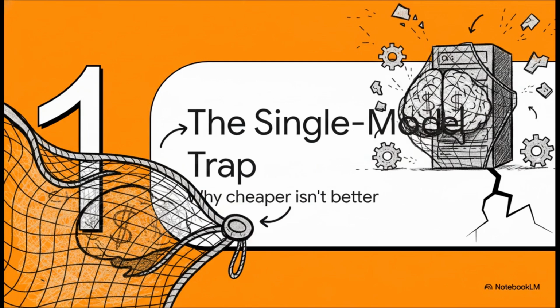So let's start by exploring a super common but really dangerous mistake, the single model trap. This is where you pick one really powerful and often expensive model, and you try to make it do every single thing your agent needs. It feels simple, right? But trust me, it is a recipe for disaster.